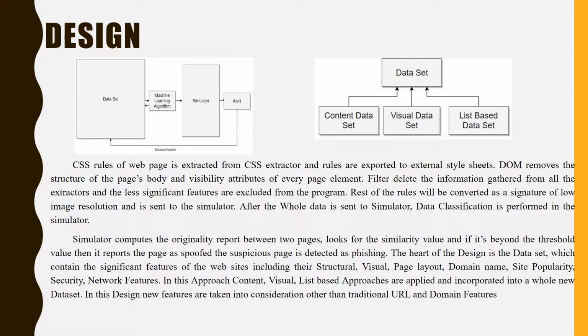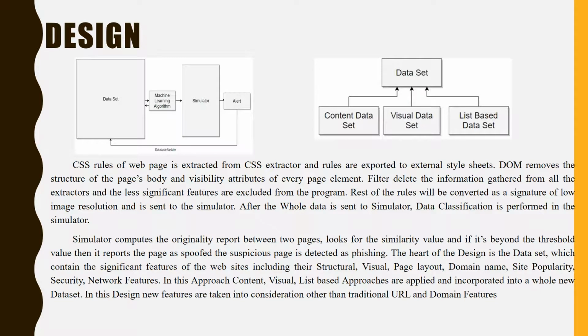So here is a design proposed by me. As you can see to your left, this is the main block. This is the main design of the entire project. There will be a data set, machine learning algorithms, a simulator and an alert mechanism. So what happens here? The data set is fed with a lot of information by extracting the features.